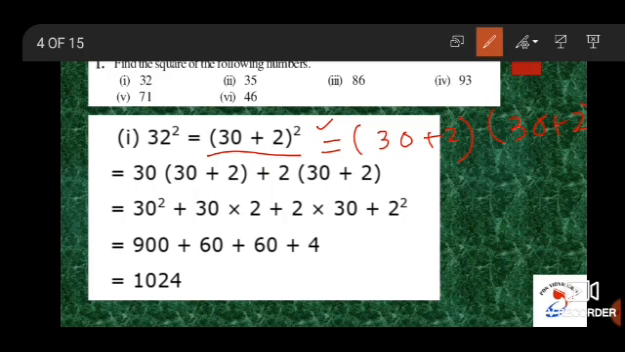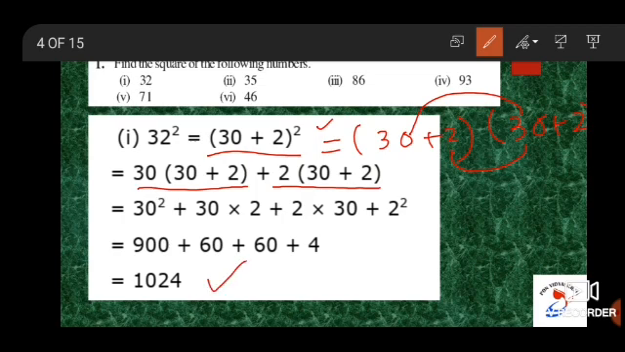So we are going to first take this 30 and multiply with (30 plus 2), and then this 2 and multiply with (30 plus 2). That is, we are using the distributive property. In the next step, 30 into (30 plus 2) plus 2 into (30 plus 2) is equal to 30 square plus 30 multiplied by 2 plus 2 multiplied by 30 plus 2 into 2, that is 4. So you will get the result as 900 plus 60 plus 60 plus 4, that is equal to 1024.